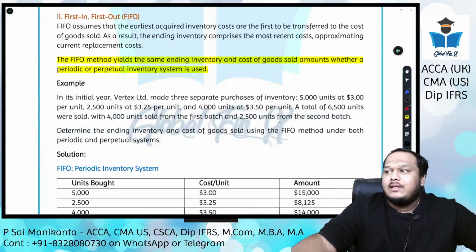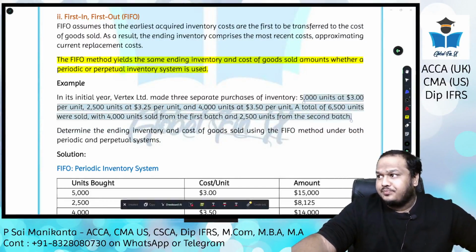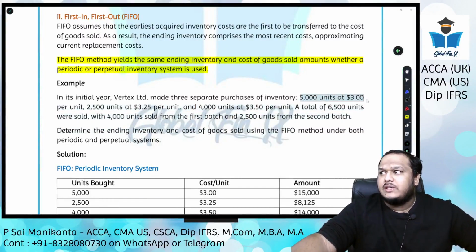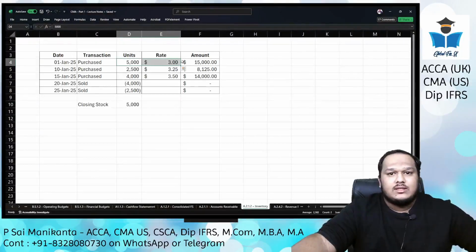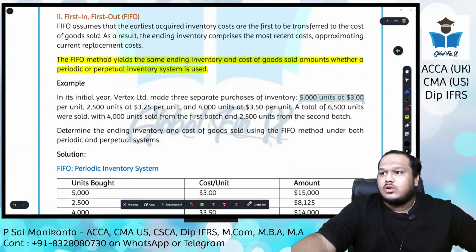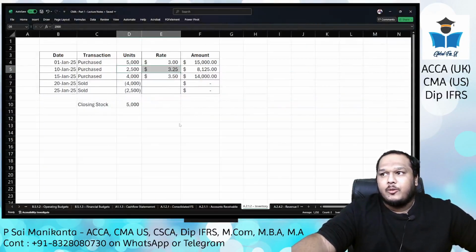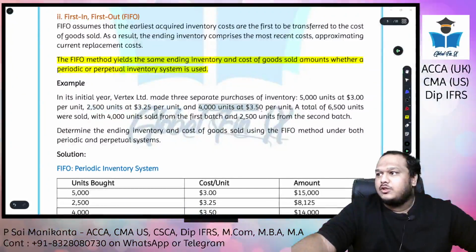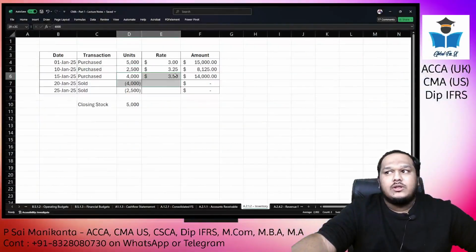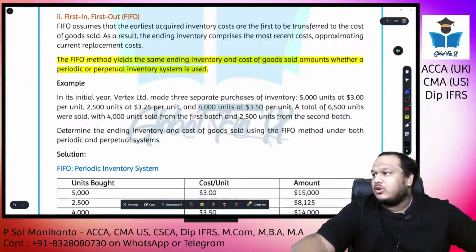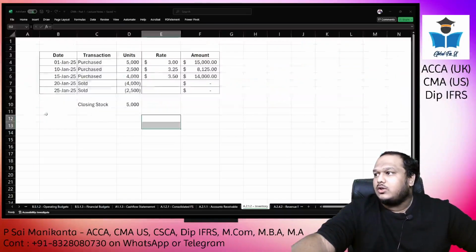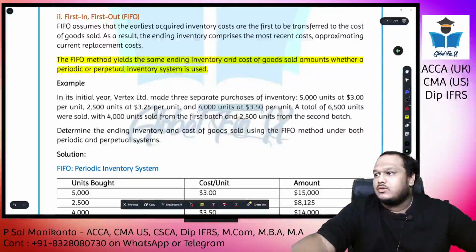So what I did is I took the same numbers. First one, 5,000 units at $3 each. Then second one, 2,500 units at 3.25 and 4,000 units at 3.5. I took some different dates and just took the same units and the same rates. Then a total of 6,500 units were sold.